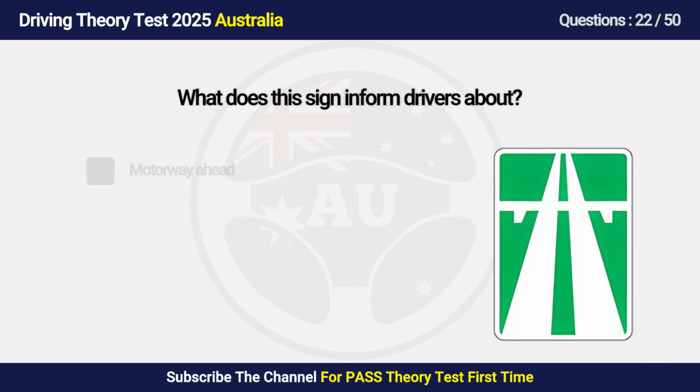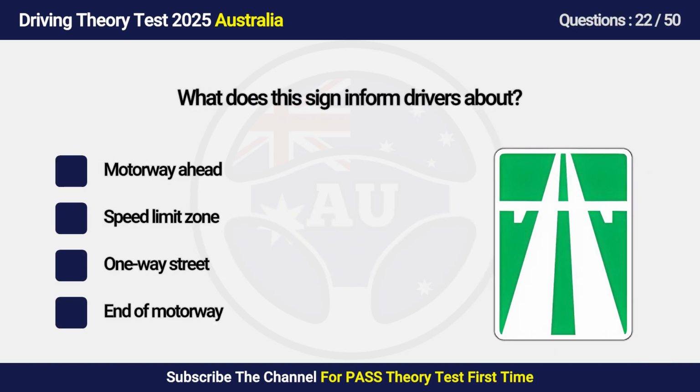Question 22. What does this sign inform drivers about? A. Motorway ahead. B. Speed limit zone. C. One-way street. D. End of motorway.